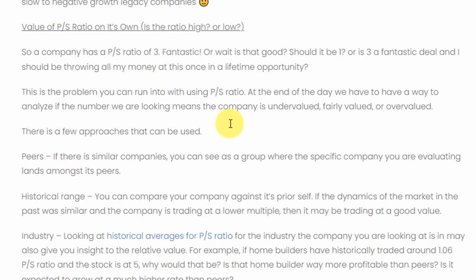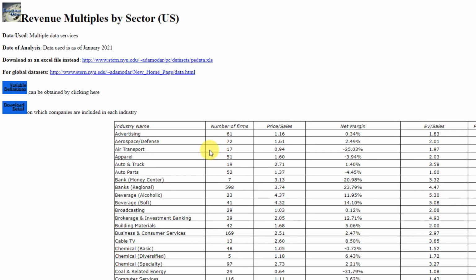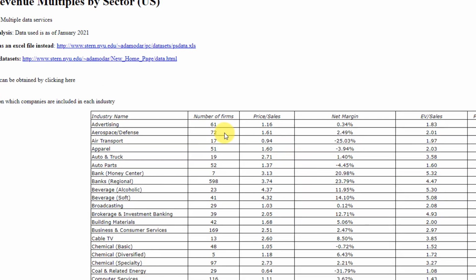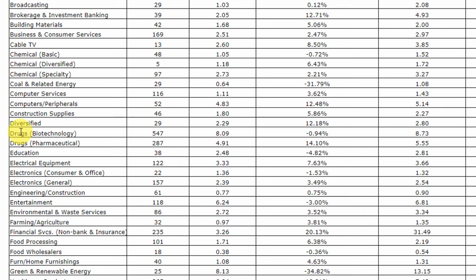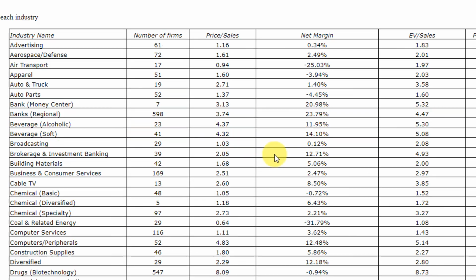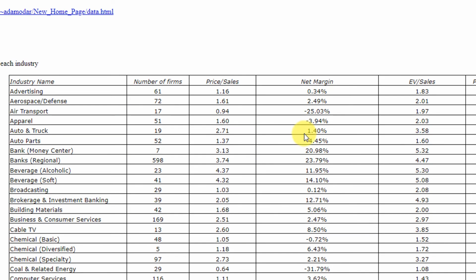At this point, hopefully you realize that looking at just the price to sales ratio on its own can be a con, because you don't really know if it's low or high without approaching it with some context, whether that's looking at its peers, looking at the historical range, or looking at something like a historical average for that industry. I'll link this in the comments, but NYU releases this information on a yearly basis with the average revenue multiples. Advertising is 1.16, but if you look at something like drugs, biotechnology, that's 8. This is another way to look at industry averages.